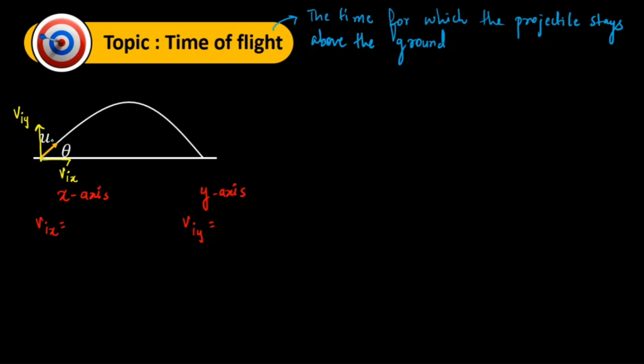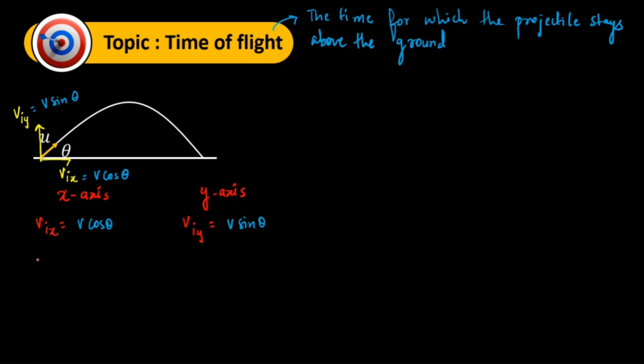We know that if there is any vector making an angle theta with the x-axis, the component which lies along that axis is going to be v cos theta. Similarly, the other component is referred to as v sin theta. So we'll use these terms and put them here. The initial velocity in the x-axis is v cos theta, and similarly in the y-axis we can call it v sin theta.